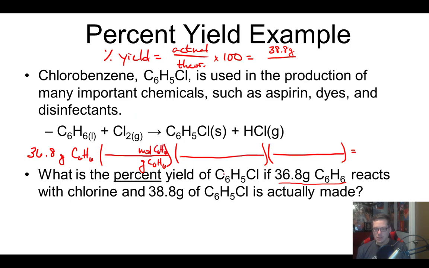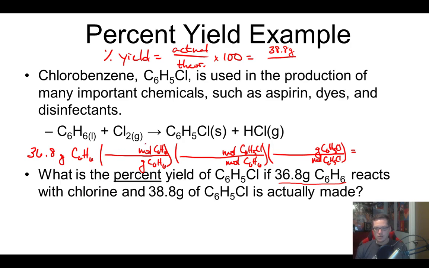That's grams to moles. Now we're going to go moles to moles. So we're going to go from moles of C6H6 to moles of our chlorobenzene, that's the C6H5Cl. And then finally, remember our theoretical and actual yields need to be in mass. So we're going to put moles of C6H5Cl in the bottom and grams of C6H5Cl in the top. All right. So now we got to start filling in our numbers.